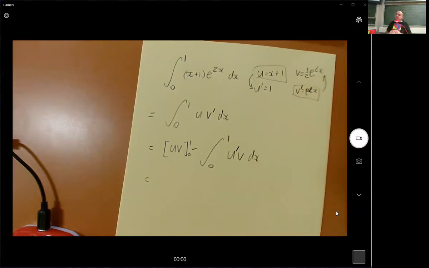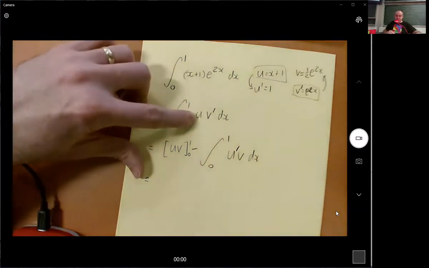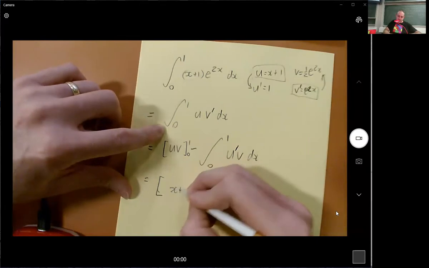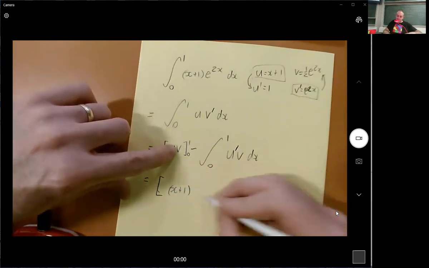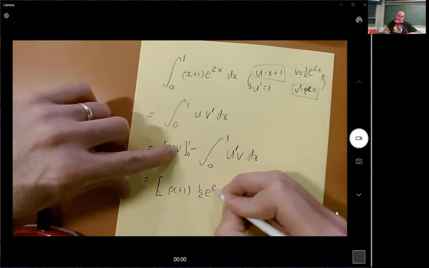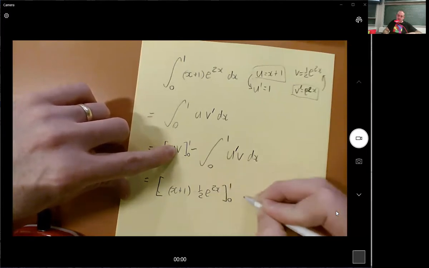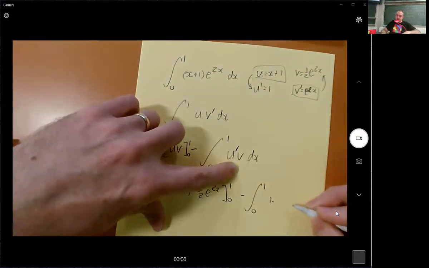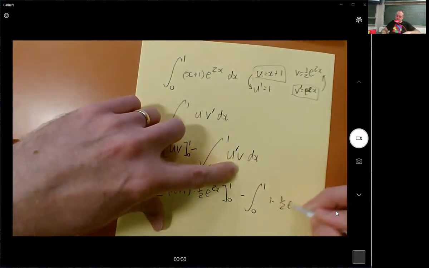So, as I said, beware of the toast. I wanted to make sure there was an integration by parts where the e to the x changed because it wasn't just e to the x. That was important to me. So my u is x plus 1. My v is a half of e to the 2x, and that's going from 0 to 1. And then I've got integral from 0 to 1 of u dashed, which is 1, and my v is a half of e to the 2x.